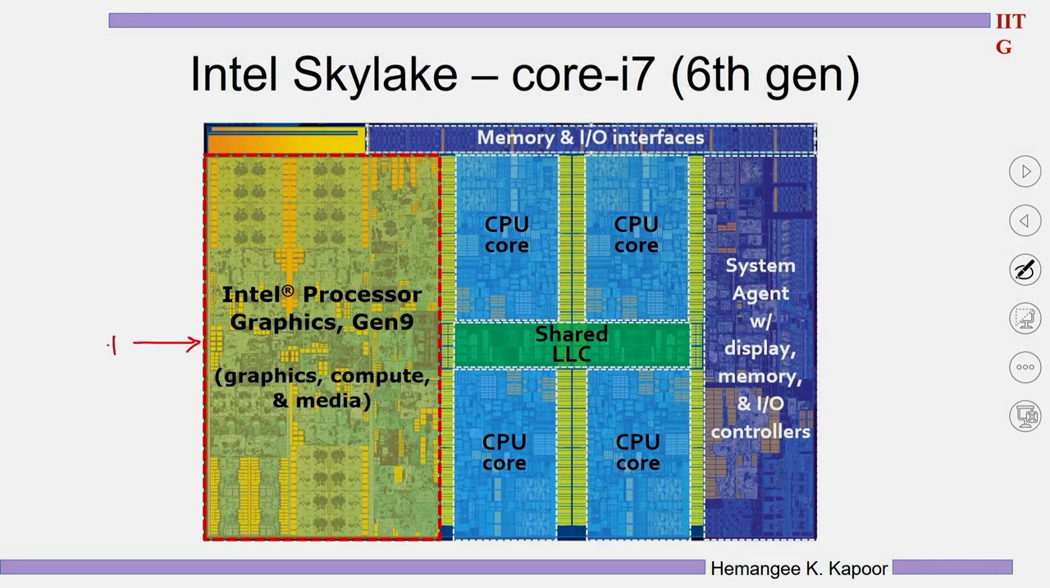Now we also have an on-chip graphics processor integrated. So imagine, apart from the cores, the L1, the L2 and the L3 caches, we also have a graphics processor integrated with this. So the transistors which were available are being used nicely in newer features.